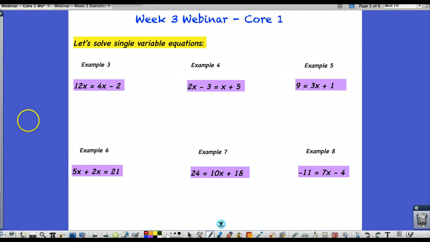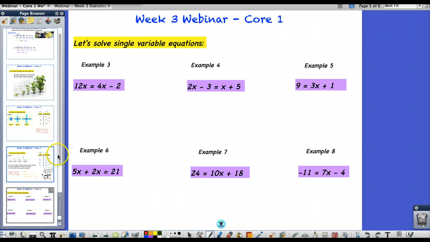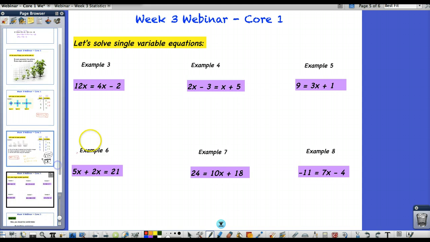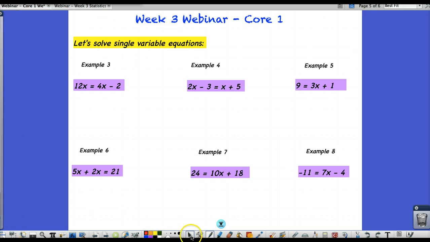I think this is our last slide, and then we are done. So I just wanted to review with you guys some, actually, let me make sure. Yeah, that's our last slide, and then we're done. We'll wrap it up. So I just want to make sure that you guys understand how to solve single variable equations. So I just wanted to run through a few of these with you guys and then have you try a couple. So let's actually try this first one together.